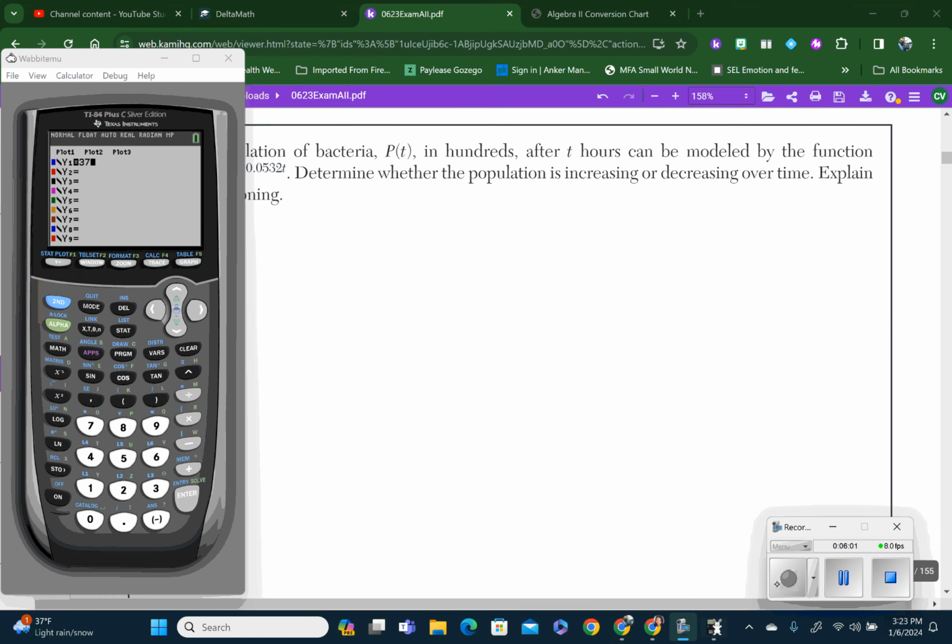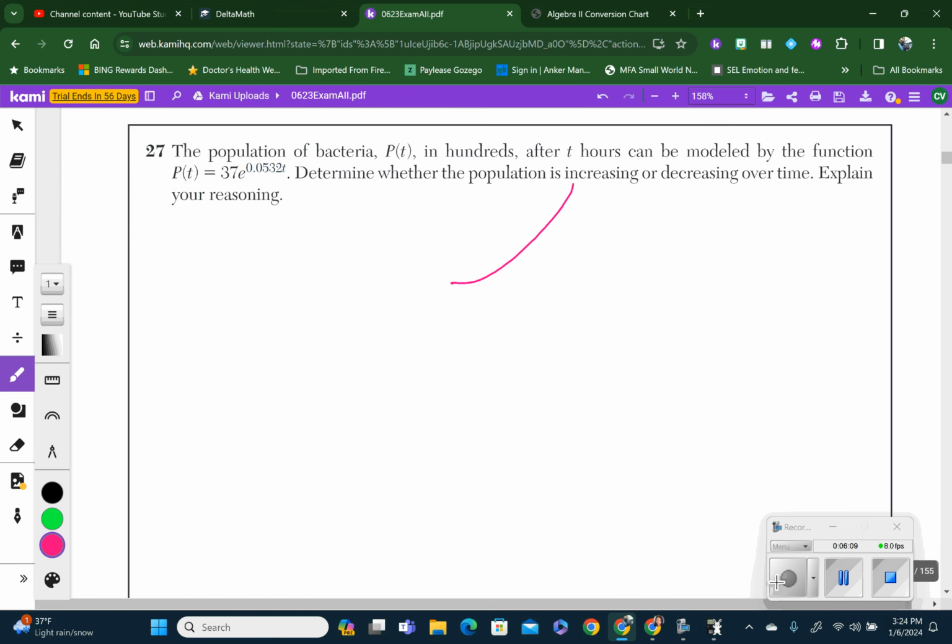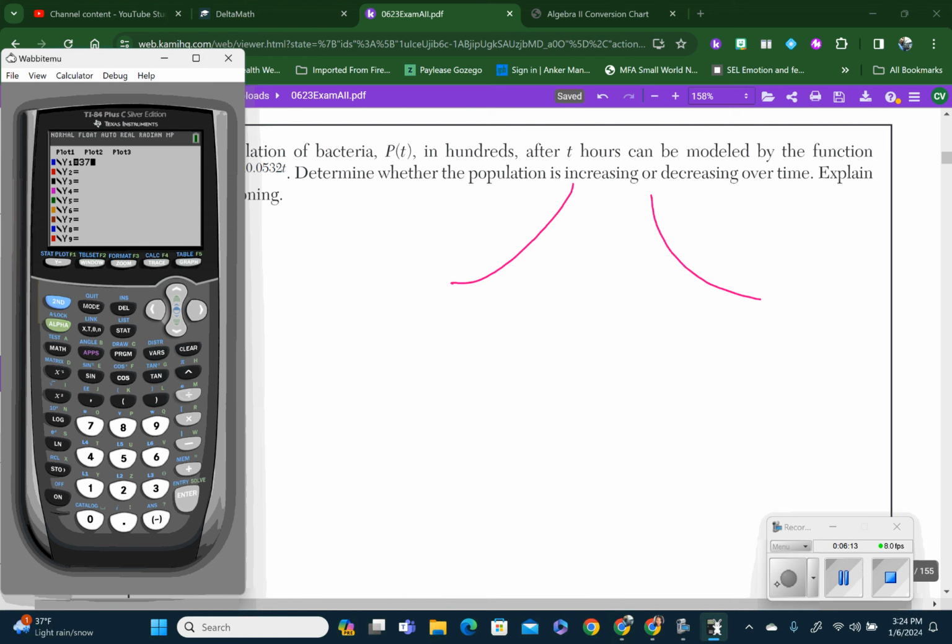So for the next one, we have to decide whether the population is increasing or decreasing. The easiest way to do that is to plug it into y equals and see if the graph is going up or if it's going down. So let's see. So the E, okay, I put the 37 in. The E is, you see where the on button is? Above that is the store. Best key ever for the multiple choice. Above that is LN. And right in blue above that is an E.